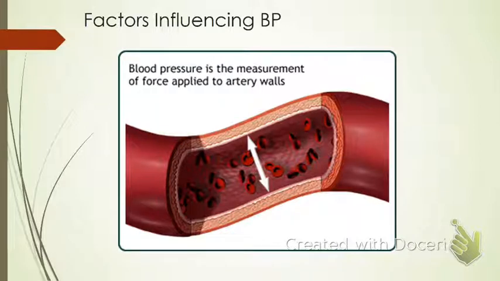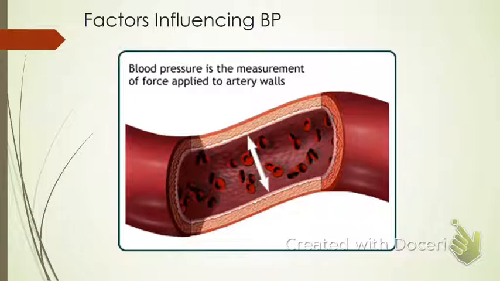What is blood pressure? Force exerted against the arterial walls. So why do we see it as a number over a number? There's a pressure when the heart beats, and then there's a pressure when the heart relaxes. Correct. So the systolic blood pressure, the top number, is the pressure on these walls when the heart beats.